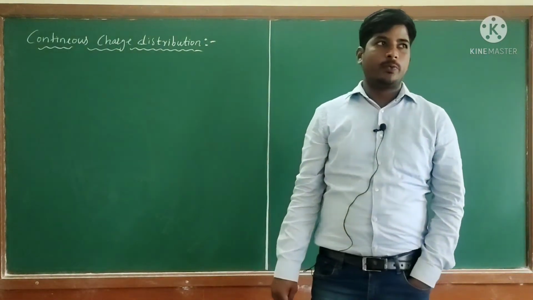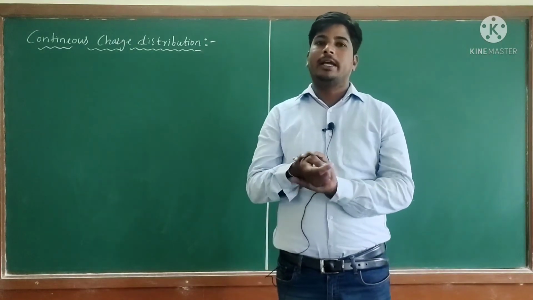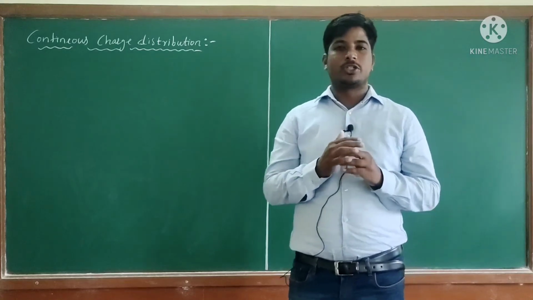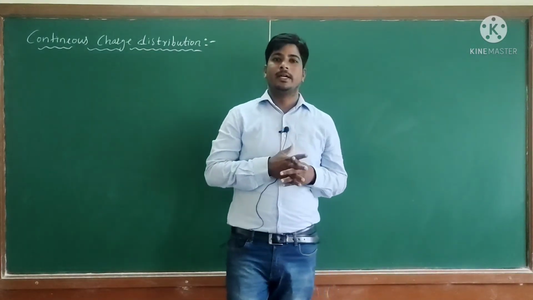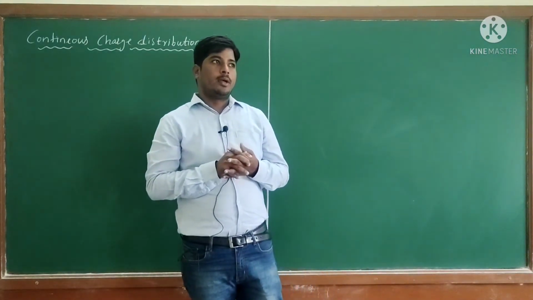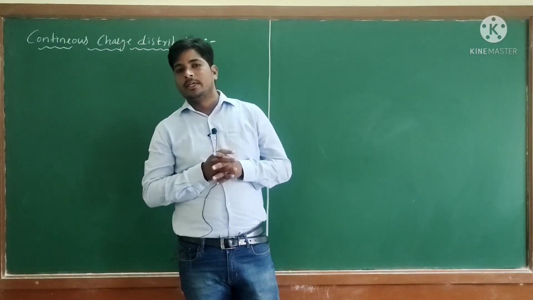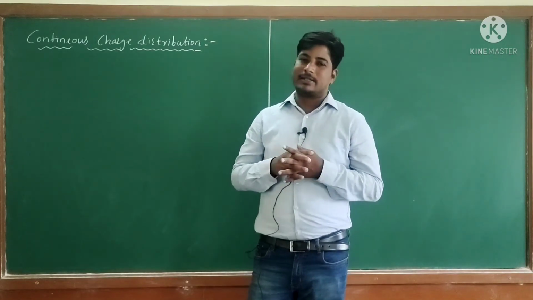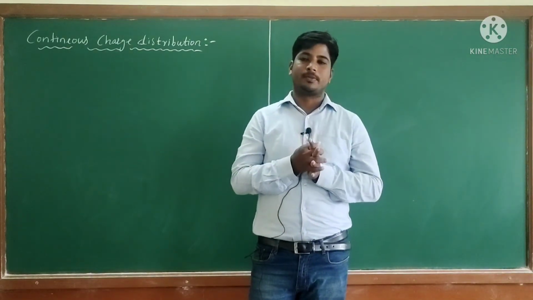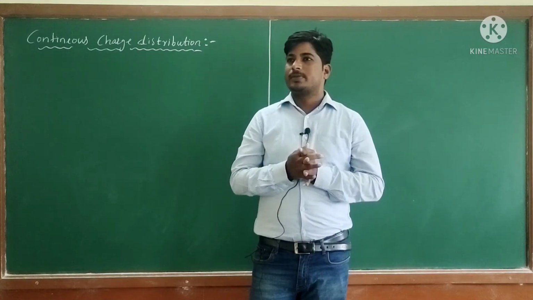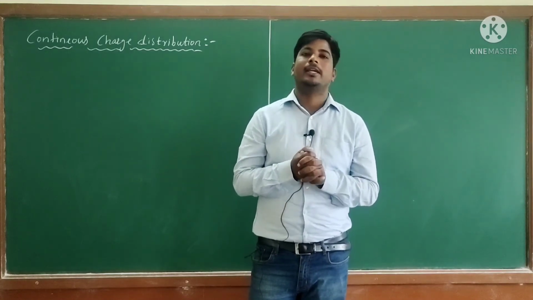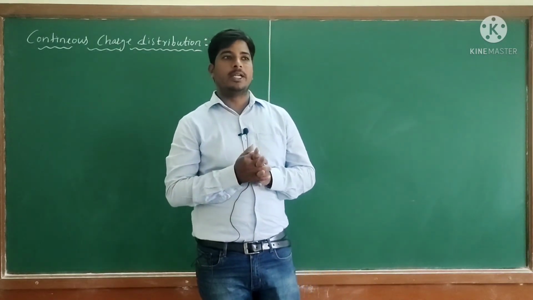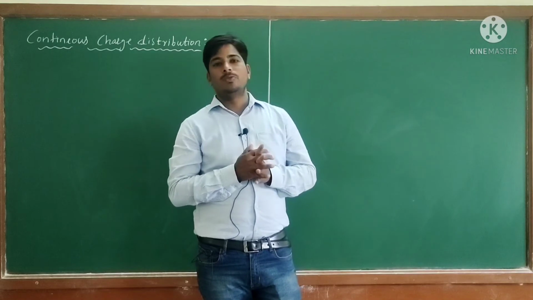We know that when we charge any conductor, charges are distributed on the surface of that conductor. Based on that, there are three types of continuous charge distribution. The first one is linear charge density, the second one is surface charge density, and the third one is volume charge density.